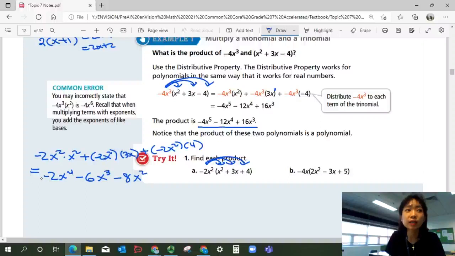And writing this in standard form would just be this. So that is your answer: negative 2x to the 4th power minus 6x cubed minus 8x squared.